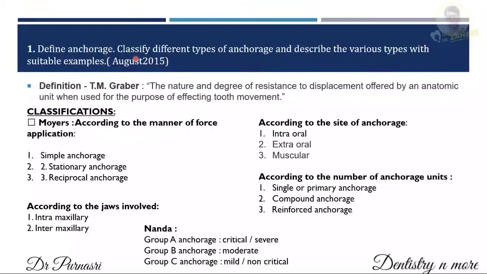Then the second part is: classify different types of anchorage and describe the various types with suitable examples. So there are different classifications given by different authors. I've listed out 5 classifications. You can remember these and then write the appropriate examples for these also. So the classification by Moyers, that is simple, stationary and reciprocal. This is important for you to remember because this has been asked as a separate question also.